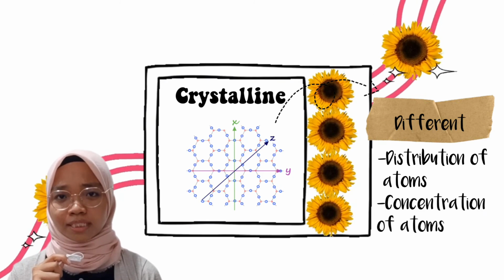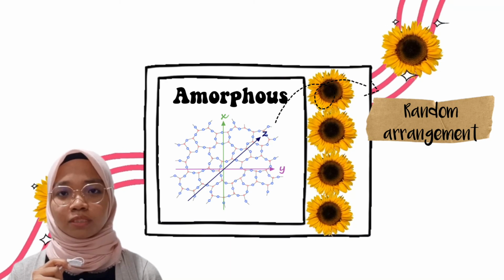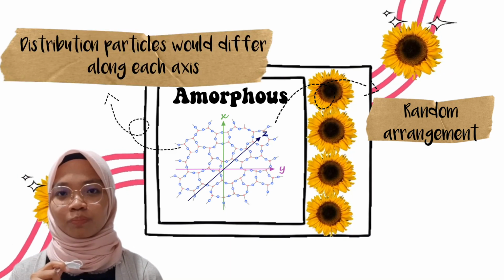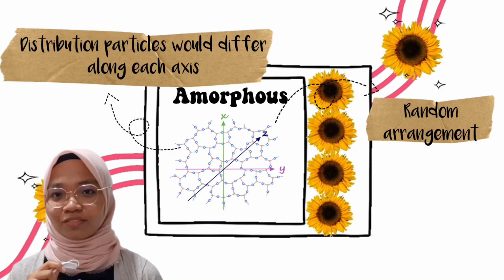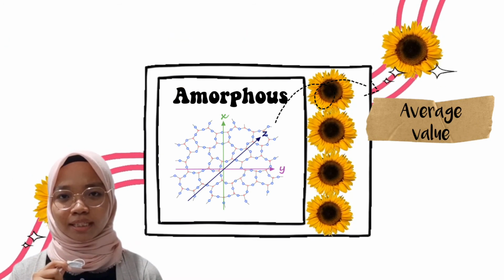Due to the random arrangement of amorphous solids, the distribution of particles would be widely different along each axis. Hence, an average value of the measurement is taken.